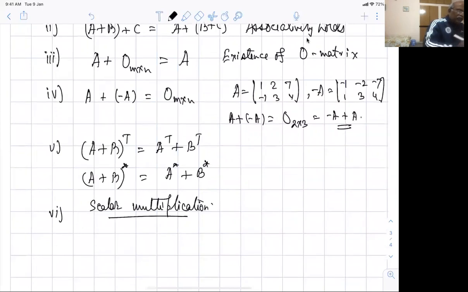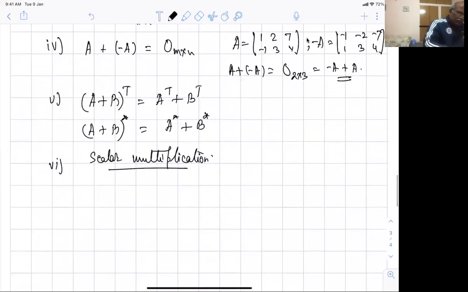So the above was related with addition. Now we are looking at scalar multiplication. Then K times C of A will be same as Kc times A. That's one thing that we have. So I think I should write here sixth property.